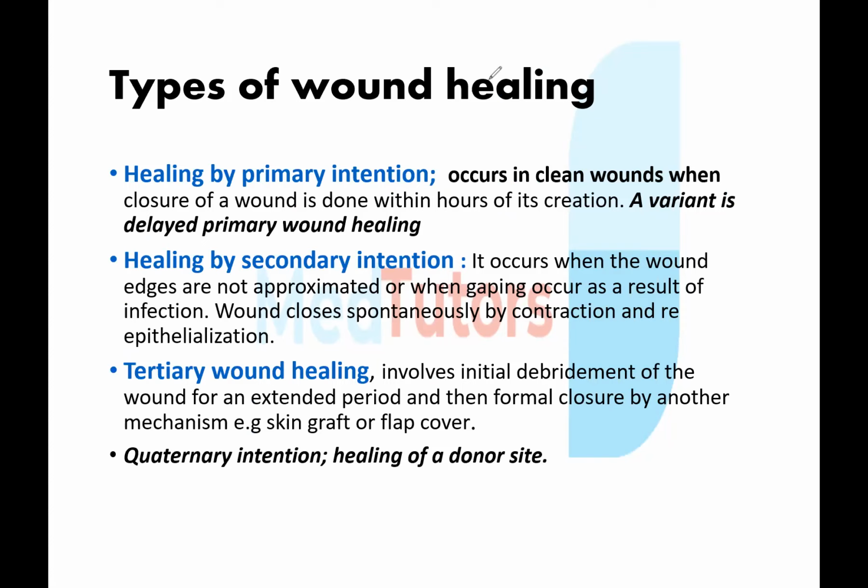Now, the first type is called primary healing, or healing by primary intention. It occurs in a clean wound when closure of the wound is done within hours of its creation. When you make a surgical incision, that is a clean wound, and the edges are well apposed. There is no tissue loss. So that wound is going to heal by primary intention, and this is facilitated by sutures. When you suture the edges together, it facilitates primary healing.